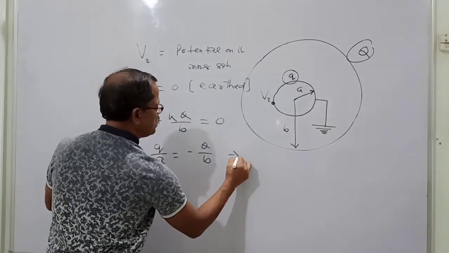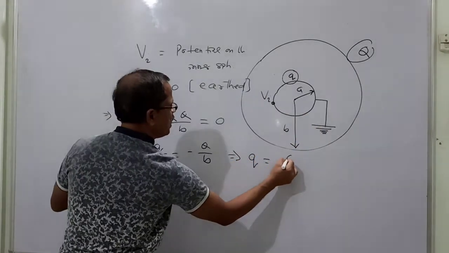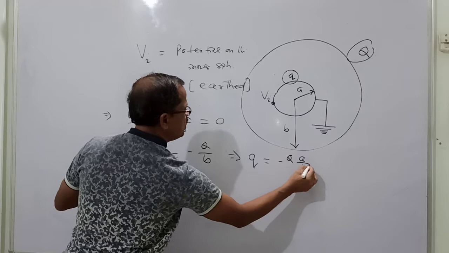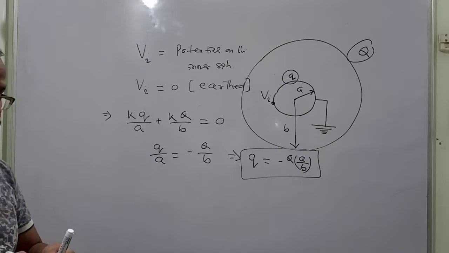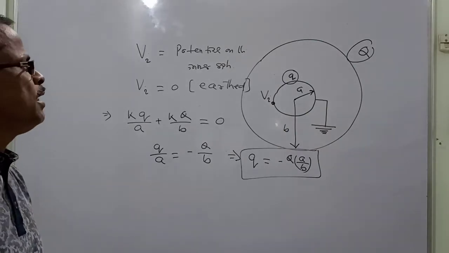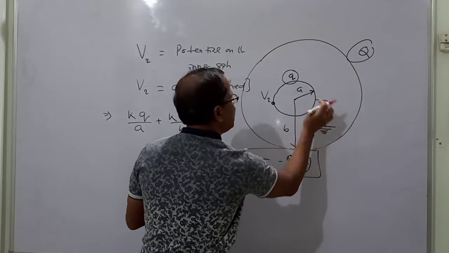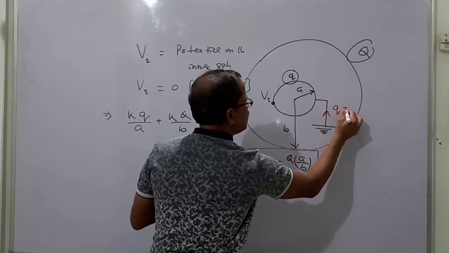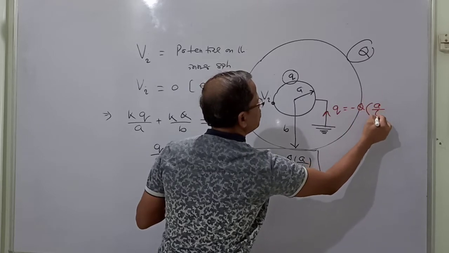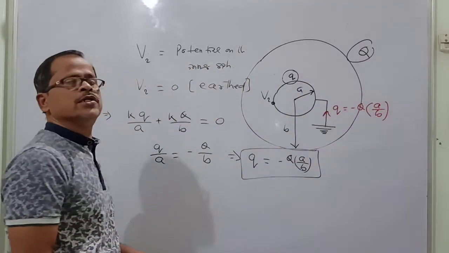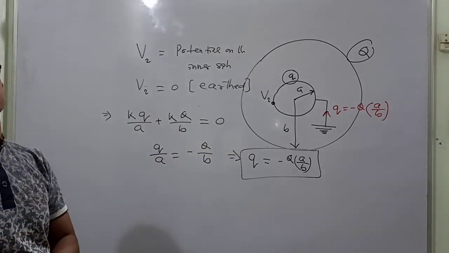So this shows the amount of charge appearing on the inner sphere due to earthing is minus QA by B. This is a very important calculation. Now the question is, when the inner sphere is earthed, what will happen? From the earth some charge will flow, and how much charge will flow from the earth to the sphere? That is equal to q, and that q is equal to minus Q into A by B. This much charge will come to the inner sphere. As a result, the potential is equal to 0. This is a very important calculation.